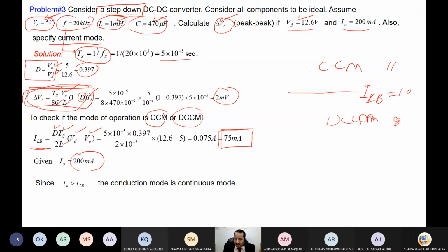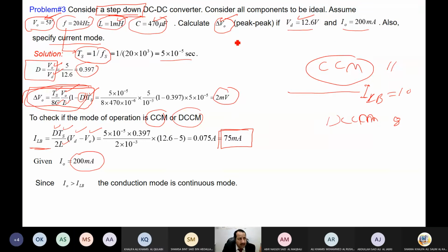This is a question I'm asking. Output current greater than boundary or lower than boundary? What do you think? Excellent. If it is greater than, so we are in continuous conduction mode. Agree with this? Continuous. Great. So it's continuous conduction mode.